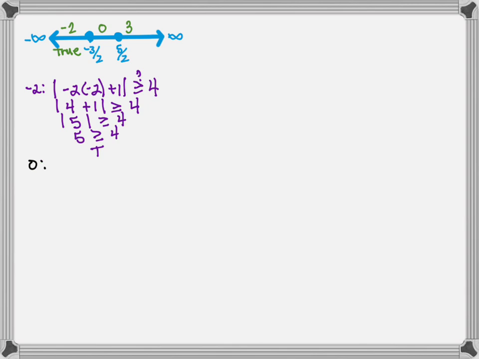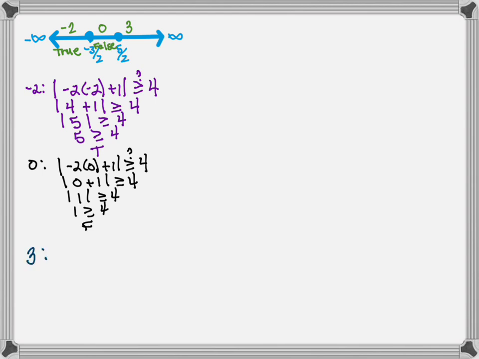Let's test the value of 0. Substituting that in for x, we get the absolute value of -2 times 0 plus 1. Is that greater than or equal to 4? -2 times 0 is 0, so we get the absolute value of 0 plus 1 greater than or equal to 4. 0 plus 1 is 1, so we get the absolute value of 1 greater than or equal to 4. The absolute value of 1 is 1, so we get 1 is greater than or equal to 4. This is false, so I will write false on the interval where we got the test value of 0.